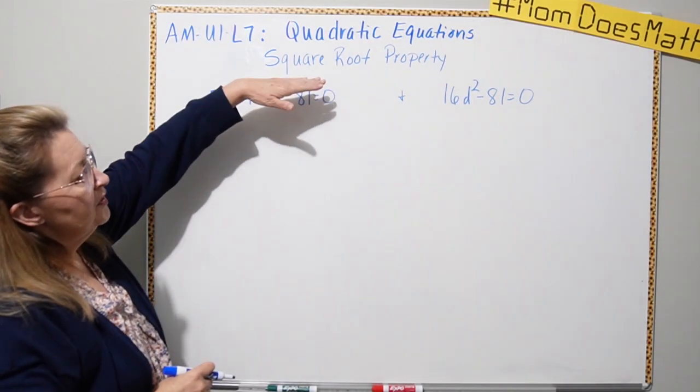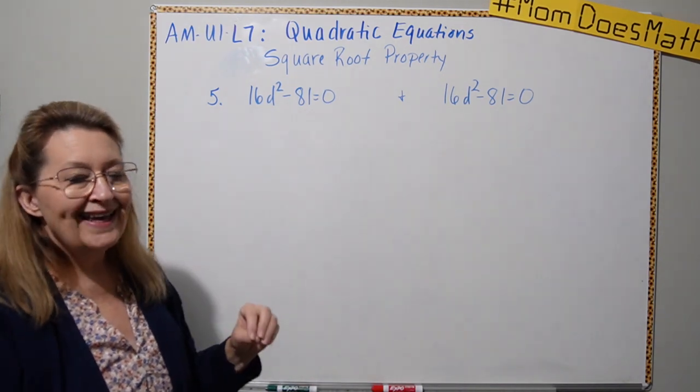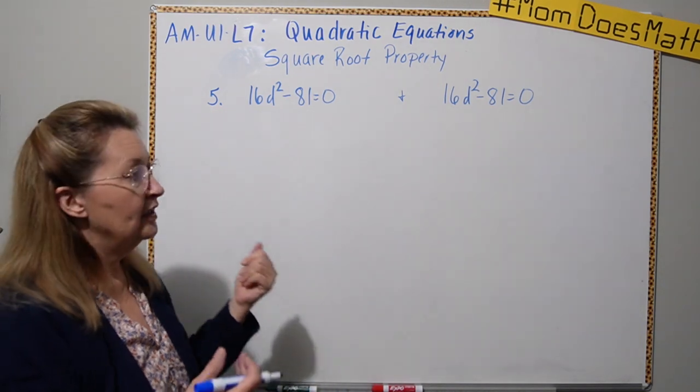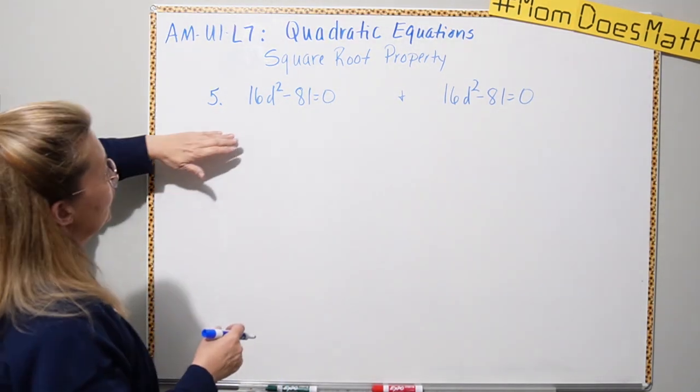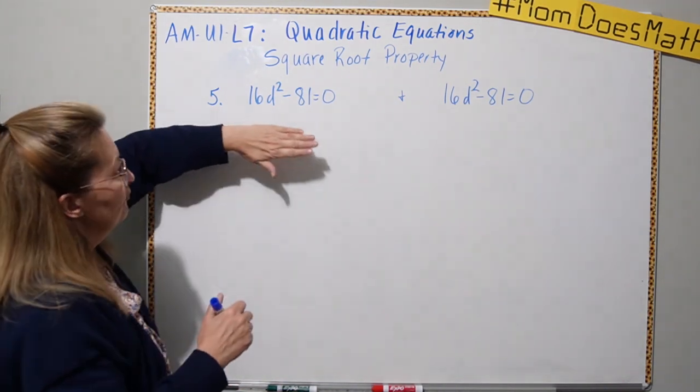In this section, we're going to be using the square root property. Now, the square root property simply says you can take the square root of both sides of an equation. It's perfectly fine. You'll get the right answer. So, we're going to look at this equation 2 different ways. First, I'm going to take this.